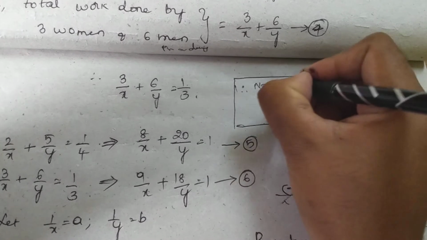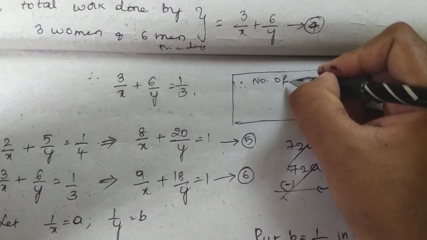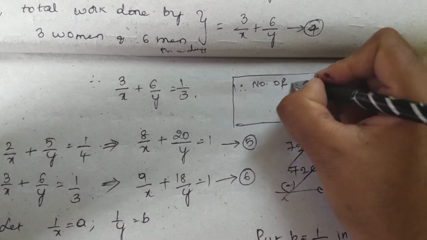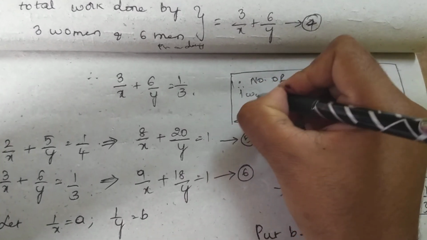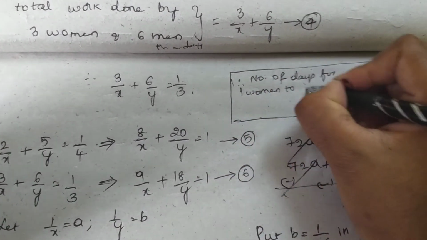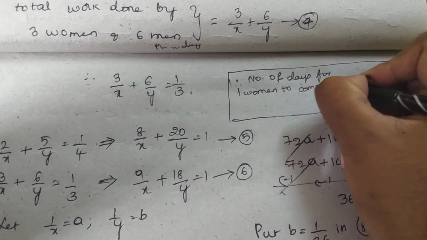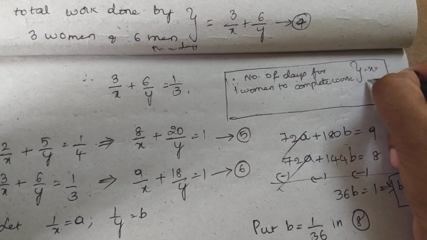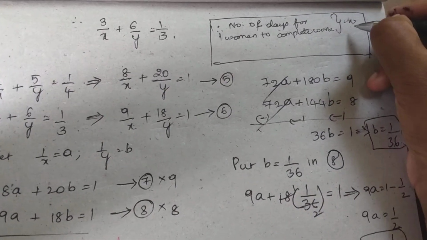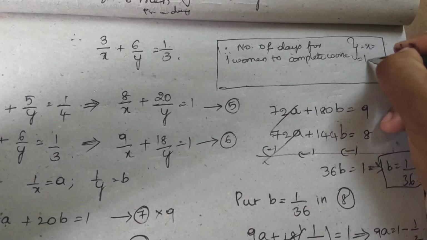Therefore, the number of days for one woman to complete the work equals x. What is the value of x here? x is 18 days.